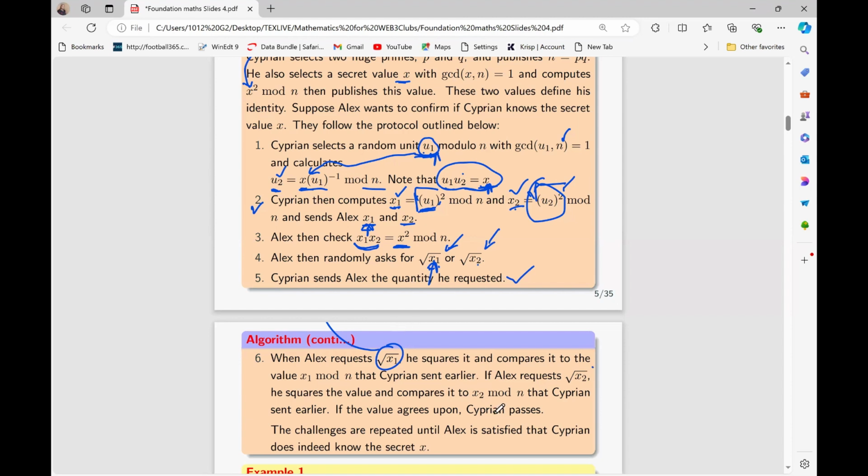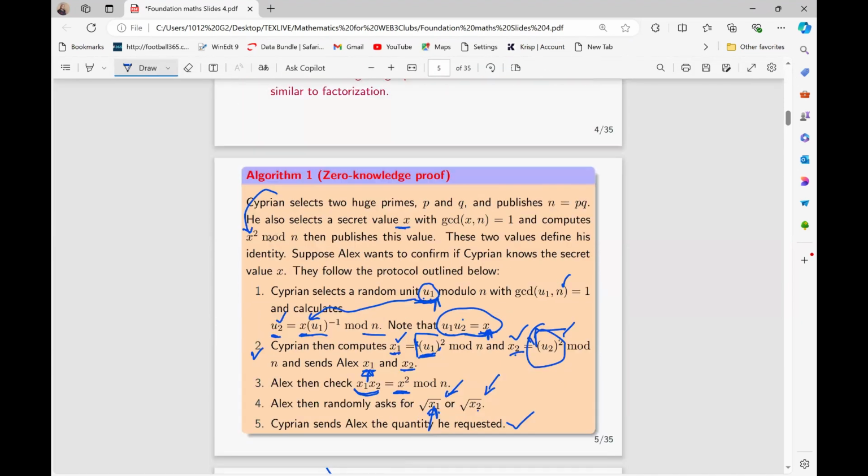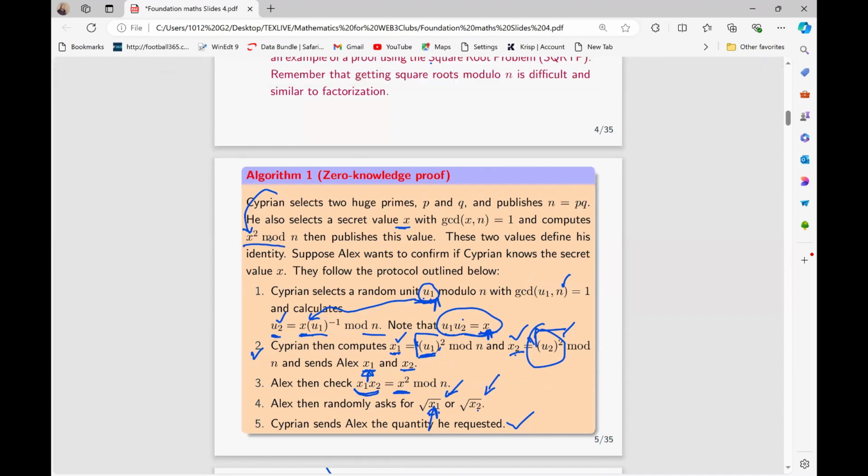Now, why is this square root problem important here? Because getting the square root mod n is not an easy thing. It's a very difficult problem. If you're given x squared mod n, it's not possible for you to get its square root and know what x is. It's a very difficult problem.